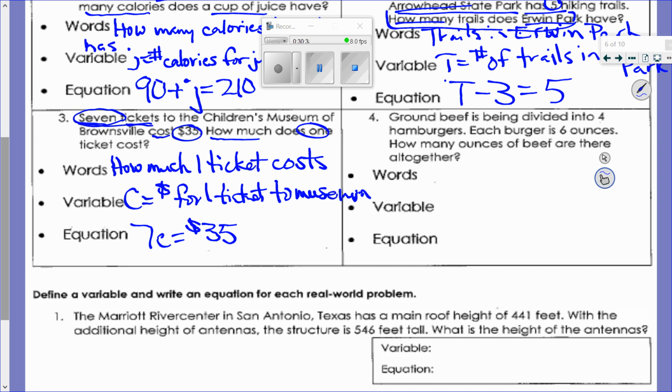Okay, let's look at another one. Ground beef is being divided into 4 hamburgers. Each burger is 6 ounces. How many ounces of beef are there altogether? So what are we trying to find? The ounces of beef altogether. So I want the beef before being divided. Right?